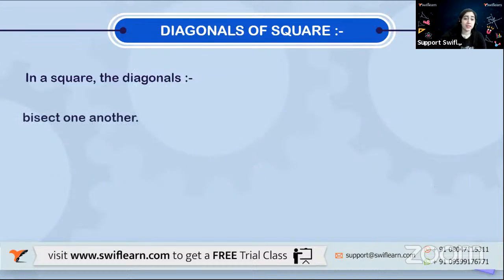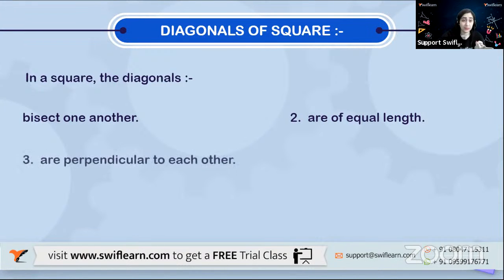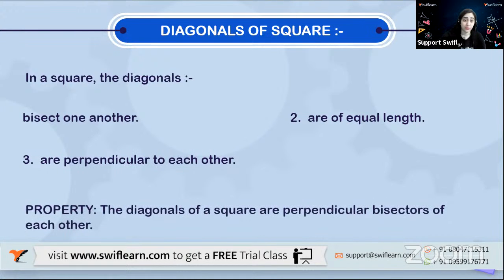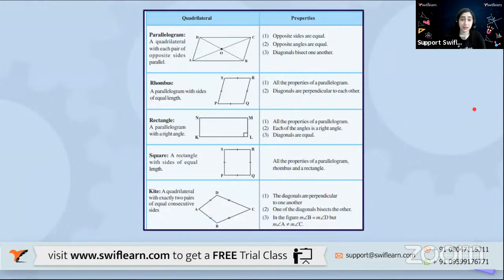So in a square, the diagonals bisect one another. They are bisecting each other. The diagonals are of equal length and they are perpendicular to each other. So the property is that the diagonals of a square are perpendicular bisectors of each other. That is the way we get to know that they are bisecting each other, dividing it equally, and they are perpendicular. Clear with this?